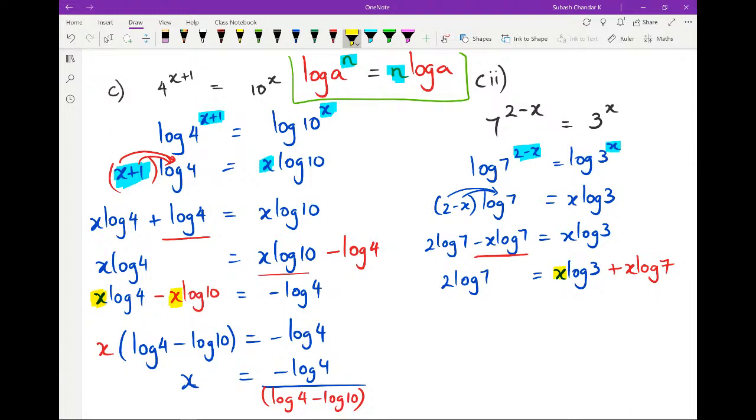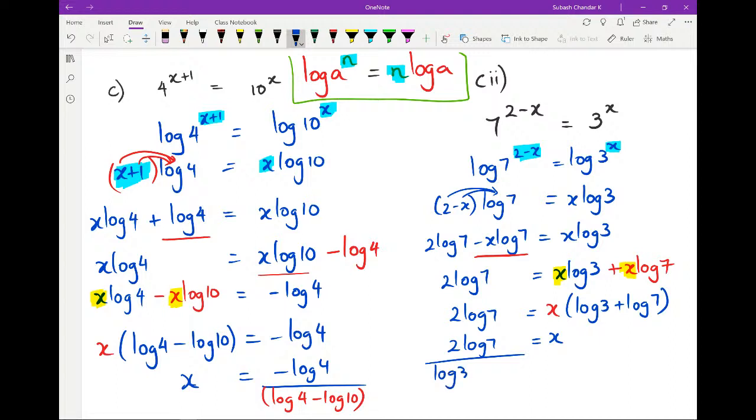All right, once we get here, we've got x as a common factor. So we can take out x as a common factor, and what we end up with is x times (log 3 plus log 7). And now we can rewrite this as x equals 2 log 7 over (log 3 plus log 7).